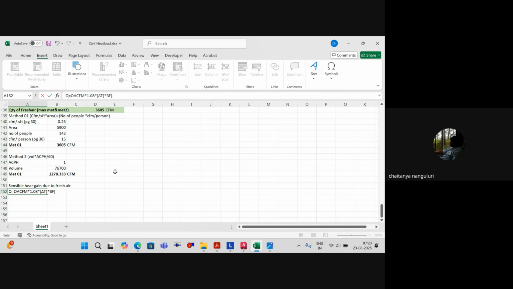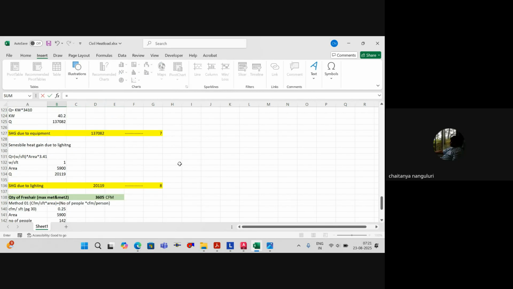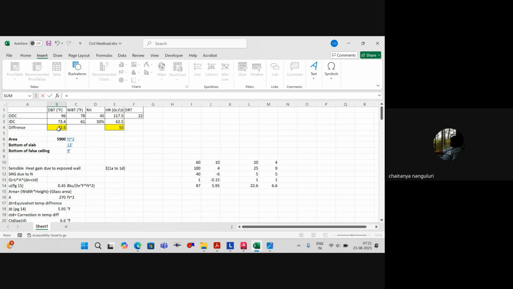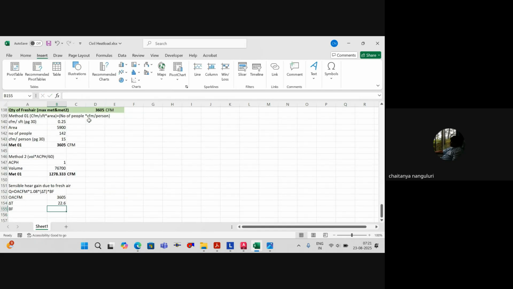Bypass factor. You agree? This is the formula that we had a discussion, right? So here OA CFM we know and delta T we know, right? Delta T and then we have bypass factor. So OA CFM is how much? 3605. You agree? Delta T, you know, which is outside minus inside temperature, which is 22.6 anyway. And then you've got bypass factor.